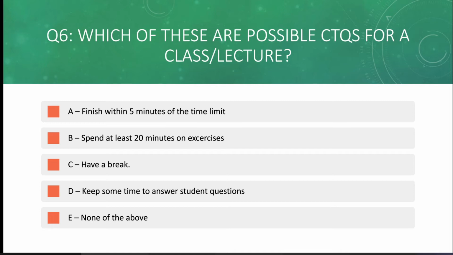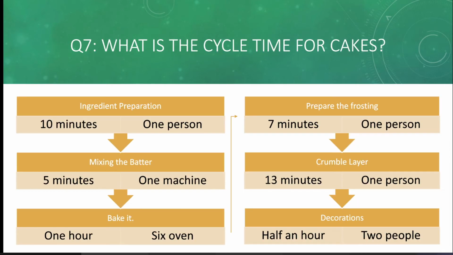The one that is questionable whether it is a CTQ or not is D, because just keeping some time is very unspecific and it's really hard to measure. Like, how much time did we actually spend? We don't know. How much time is important? We don't know. So the only one that is very unclear is D. Good job, everyone. Let's move on.